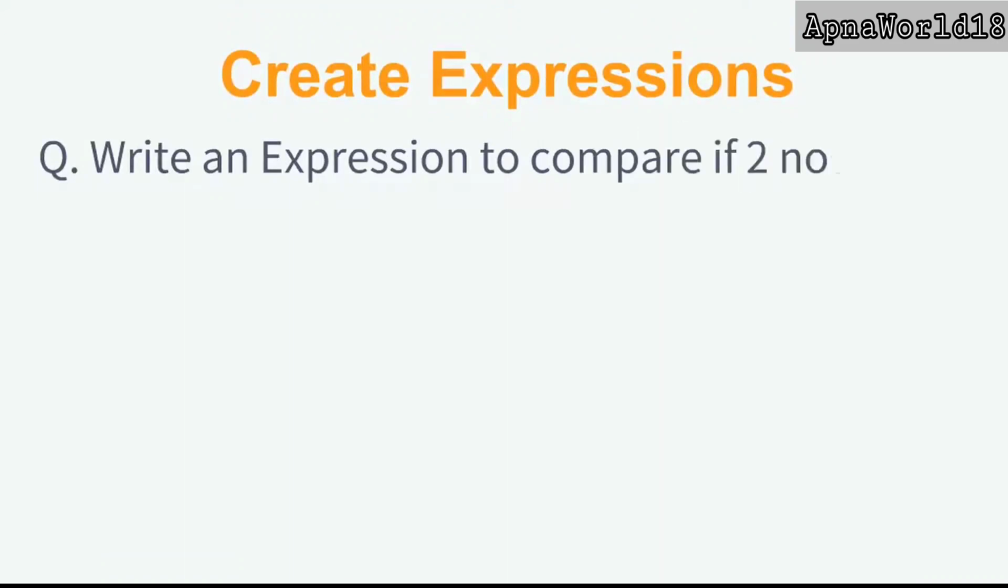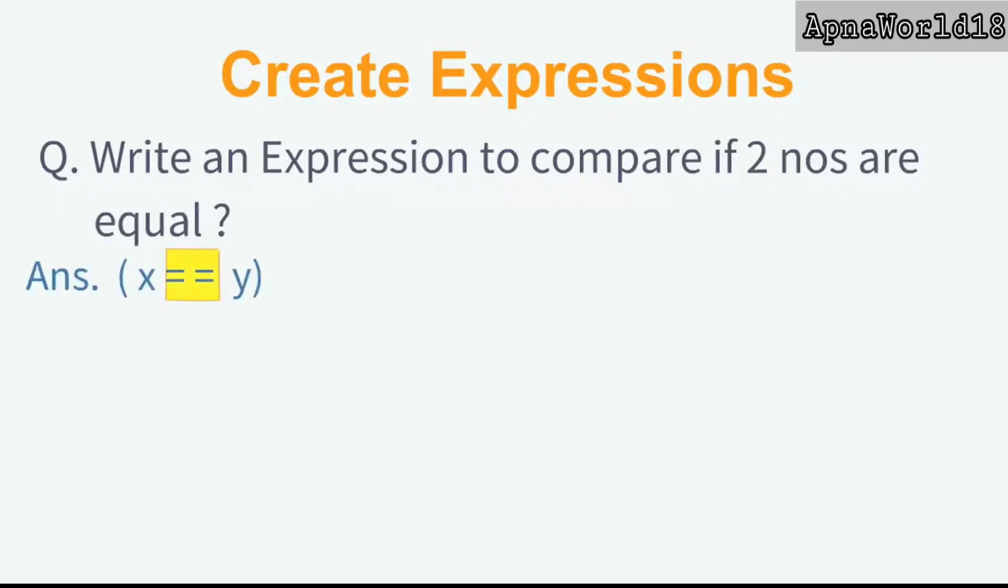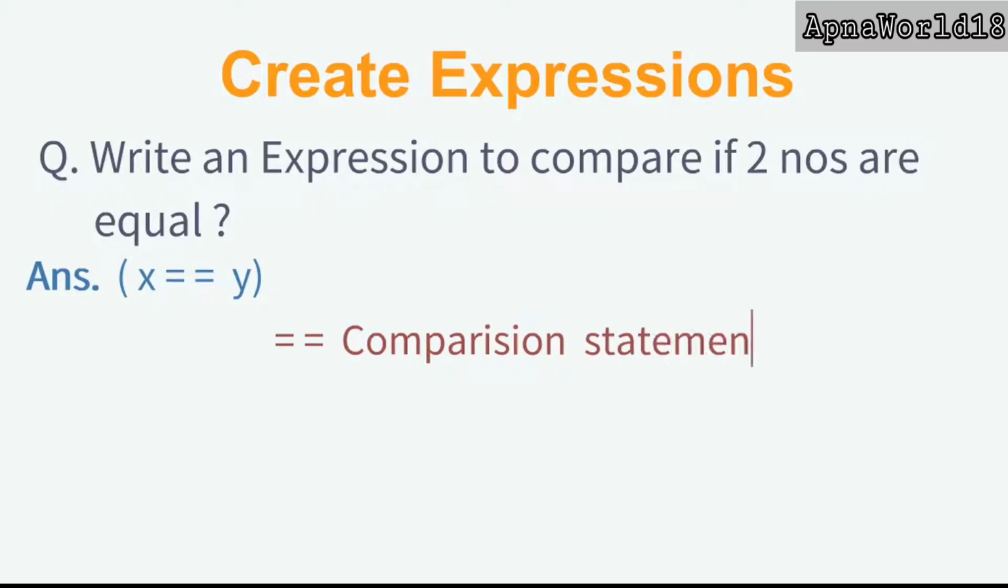Now let's look at some problems using relational operators. First is write an expression to compare if two numbers are equal. Here we will use double equal to sign to compare. Do not confuse this with single equal to sign, which is for the assignment statement.